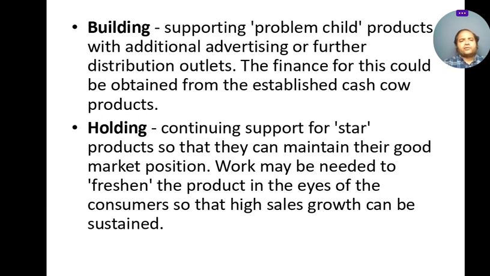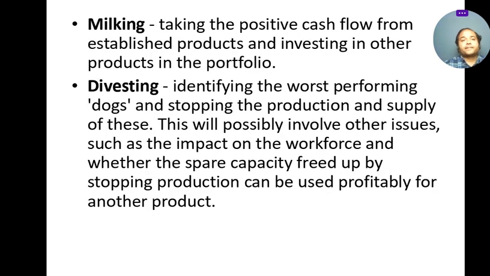Work may be needed to freshen the product in the eyes of consumers so that sales growth will be sustainable. Milking: taking the positive cash flow from the established product and investing in other products in the portfolio. Divesting: identify the worst performing products, which are called dogs, and stop the production and supply of these. This may involve other issues such as the impact on the workforce and whether the spare capacity freed up by stopping production can be used profitably by other products.